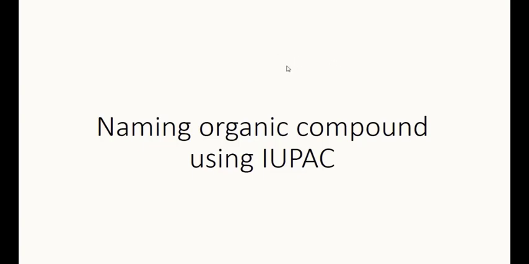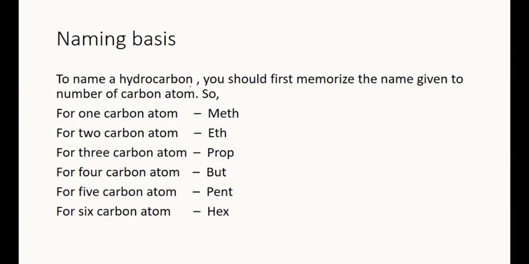So today we're going to learn about naming organic compounds using IUPAC. The organic compounds that we would be covering would be alkanes, alkenes, alcohols, carboxylic acids. So we would start with our naming process. This here is the basic backbone of organic chemistry. If you want to learn to name organic compounds, you need to know these names properly.